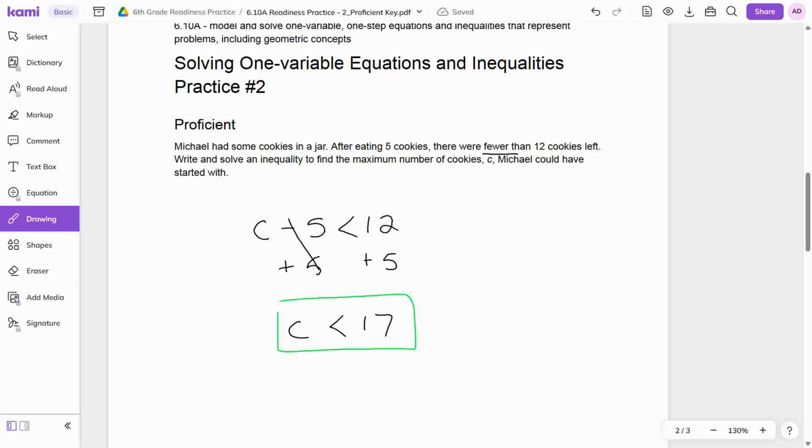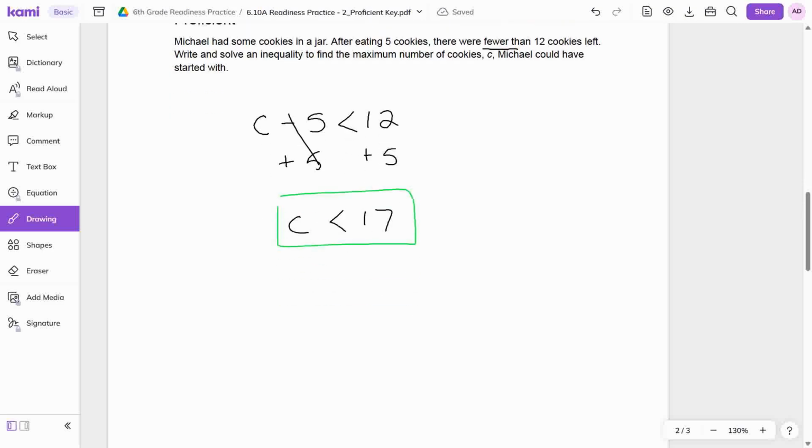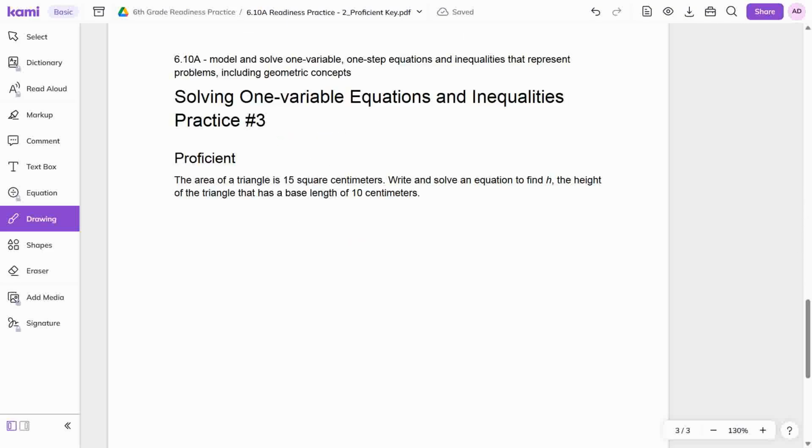The minimum amount, it didn't really ask us, but we would probably say is going to be 5, because in real life, you're not going to end up with negative cookies. You can't start with 3 and then eat 5. So this problem is just asking for the maximum number. We'll say 17. All right, so the area of a triangle is 15 square centimeters.